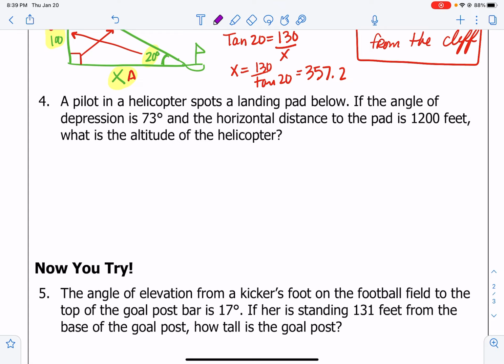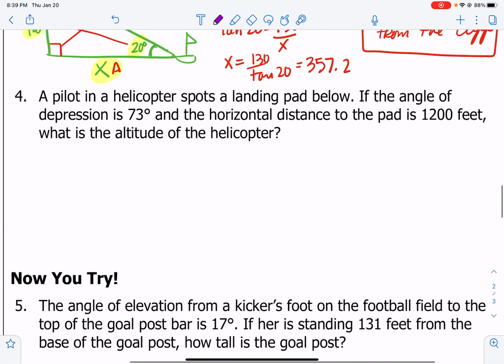A pilot in a helicopter spots a landing pad below. We already know he's up and the pad's down. If the angle of depression is 73 degrees and the horizontal distance to the pad is 1,200 feet, what is the altitude of the helicopter? Altitude means height.